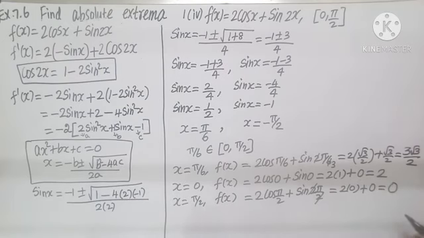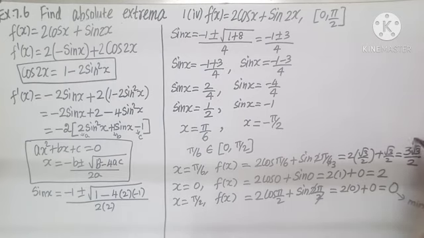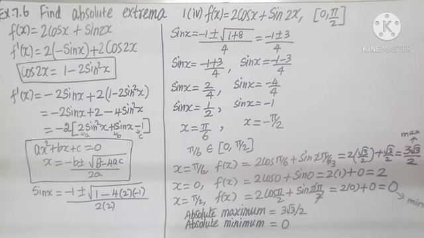Out of the three values, 0 is the minimum value, and 2 or 3 root 3 by 2. Check it. Roughly root 3 value is 1.732. 3 into 1.732 is definitely 5 point some value. When I divide by 2, it is 2.5 or more. So this is maximum because the other value is only 2. So take and write the answer. Absolute maximum is 3 root 3 by 2 and absolute minimum is 0, and that is the answer.